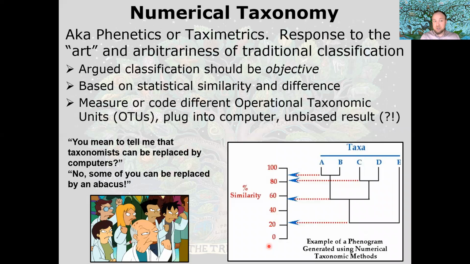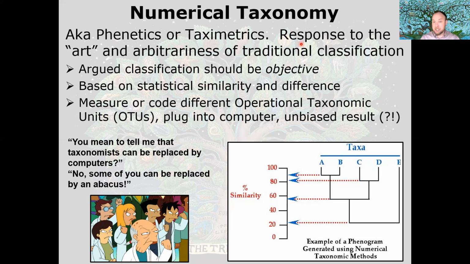Another approach that was tried as computer power was increasing, and as we were becoming more and more reliant on technology, was a whole new field called numerical taxonomy, sometimes called phonetics or taximetrics. People were noting that a lot of the groups the evolutionary taxonomists were making were kind of arbitrary, and it required this art, and certain people would classify certain ways, others would classify another way. It was very subjective, very opinion-based.